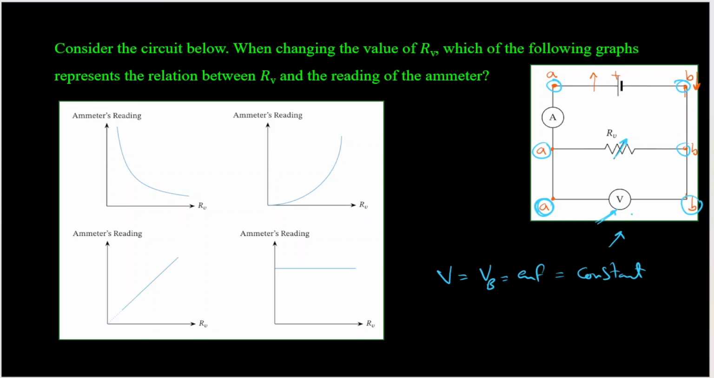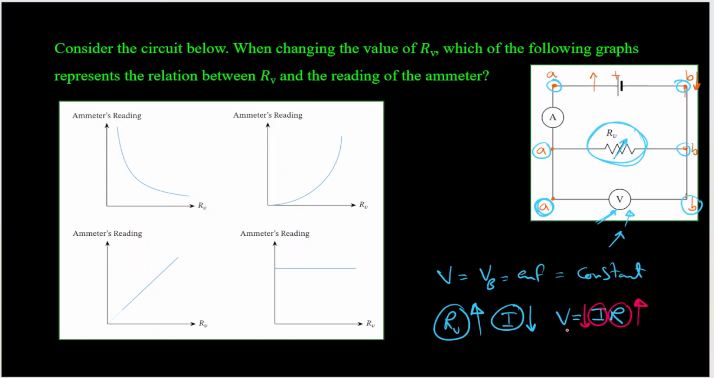So the reading of the voltmeter will be kept constant, whatever the value of this rheostat. Because when the value of the variable resistance increases, the current in the circuit will decrease. But according to Ohm's law, V is equal to I times R. Since R increases, I will decrease, so the potential difference will be kept constant. Okay, so what happens if you increase the value of RV? What will happen to the reading of the voltmeter?